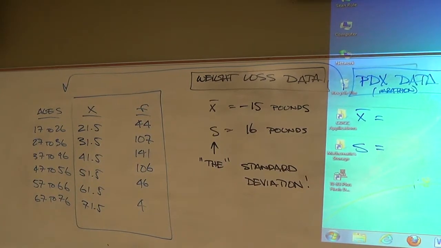Okay? This, friends, is what has to go into our TIs. So how many lists are we going to need? We're going to need 2. This goes into your L1, and that goes into your L2.